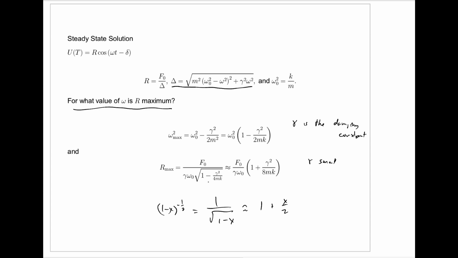Now again, I said this is an approximation when gamma is small. If gamma is small, you'll see that F naught over gamma times omega naught times this other factor, which is close to 1, can be very large. So even for moderately small amplitude external forces, if those external forces are oscillating with frequency omega max, which is close to omega naught, then you can get very large amplitude steady state solutions.